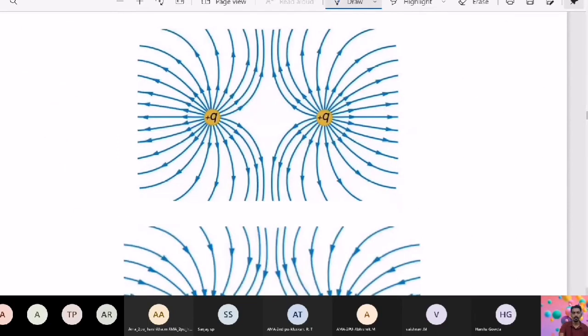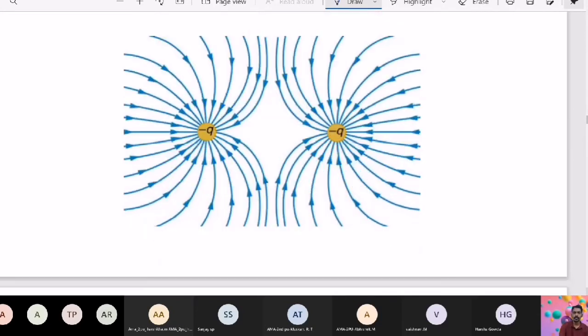See here, positive, positive. If you observe the pattern, the field lines are going away from the charges. Like charges repel each other, so they are repelling each other. The field lines are also not mixing. Here, for negative charges also, they repel each other. But the difference is, as they are negative charges, the field looks like it is coming towards the charges. The field lines are ending. See here, they are ending on the charge. So that is the difference between positive charge field lines and negative charge field lines.